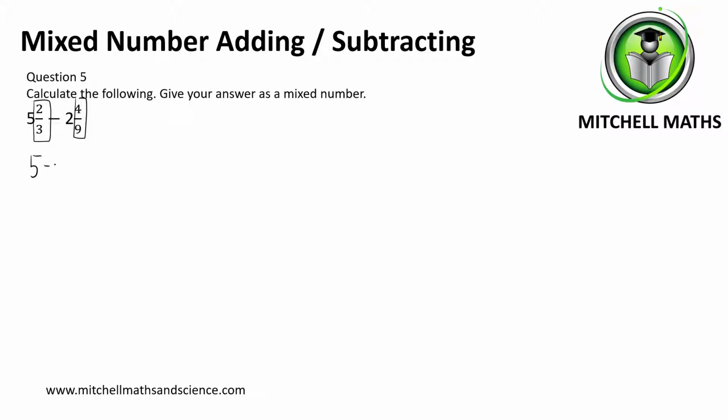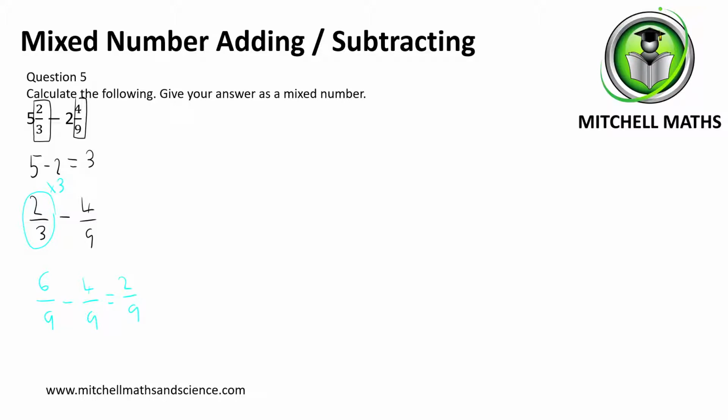Well, 5 take away 2 is 3, and 2/3 take away 4/9. Well, first I need to convert the denominators so they're the same. The lowest common multiple of 3 and 9 is 9. And to get 2/3 as a fraction over 9, I need to times it by 3. And that will get me 6 over 9, take away 4/9, which will get me 2 over 9.